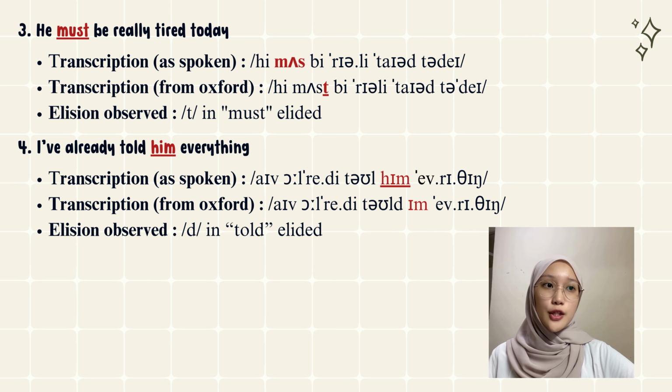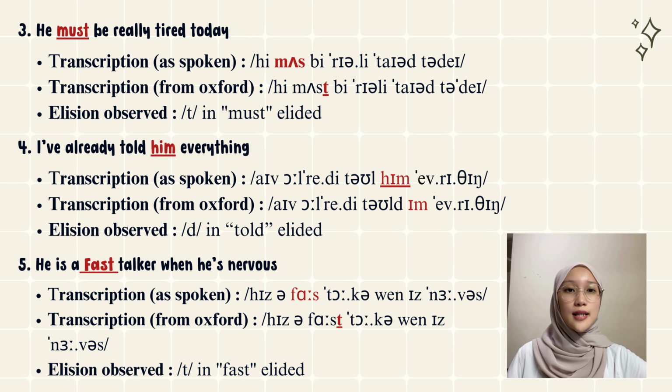This kind of elision is common when a word ending in a consonant like d is followed by another word starting with a consonant like him. To make the speech more natural, the last consonant of the word is elided, like "I tol him everything."